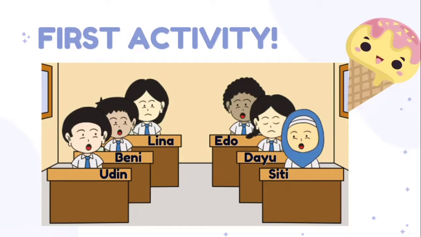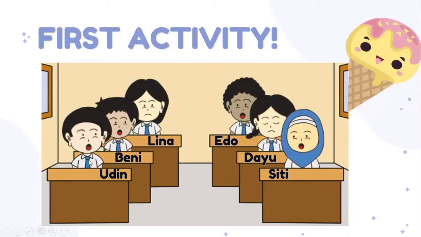Yes, there are 3 girls. They are Lina, Dayu, and Siti. How about boys? How many boys are there? Yes, there are 3 boys. They are Udin, Benny, and Edo.